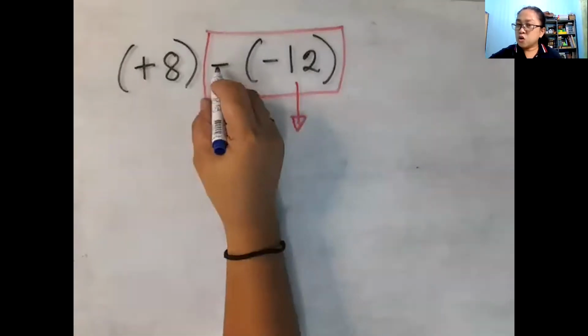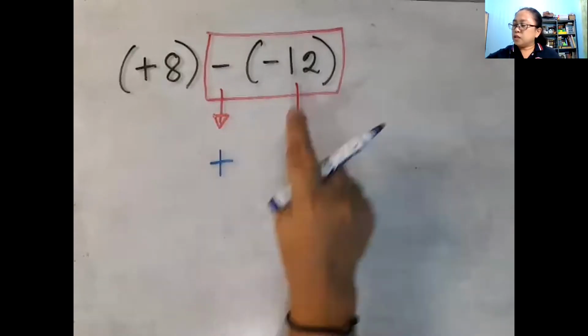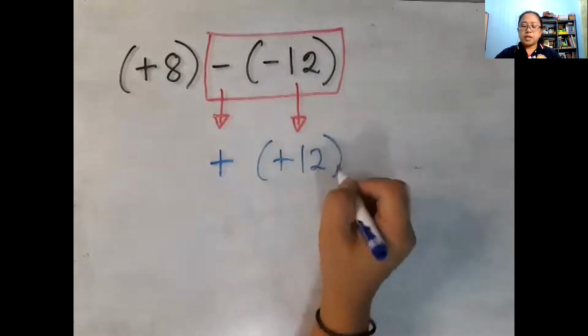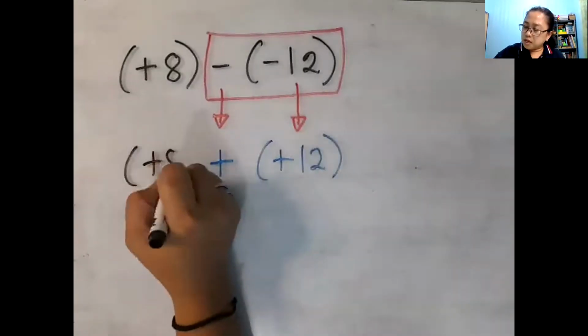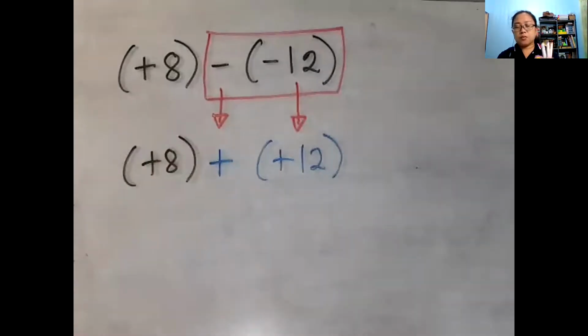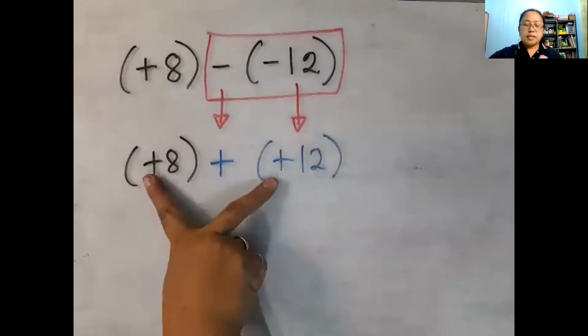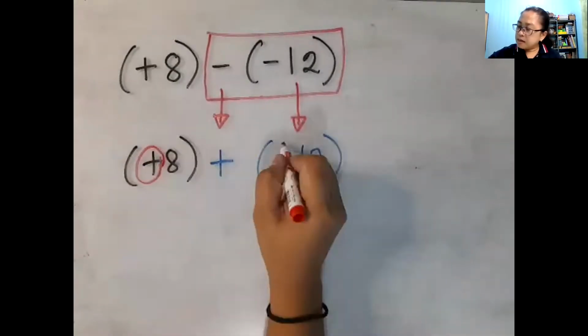So, yung minus or yung subtraction, magiging addition. Yung negative 12, magiging positive 12. And the rest will copy. Positive 8. Then we follow the rule of signs for addition of integers. So, tignan natin, like signs ba sila? Yes, like signs sila. Bakit? Kasi pareho na silang positive.